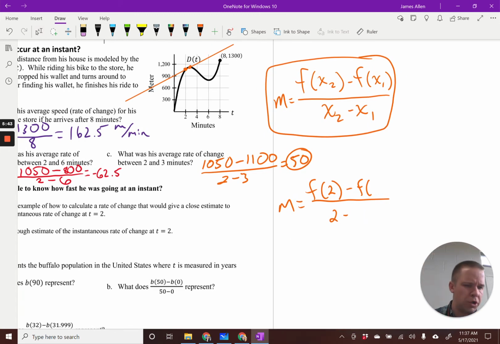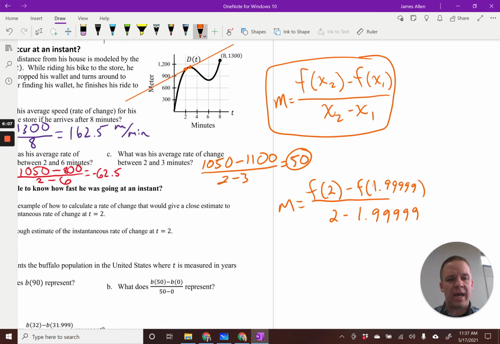Instead of 2, what about a point really, really close to it? Let's say 1.9 or 1.999. We could go with a whole bunch of 9s, right? And then I'd have to do minus 1.9. I did the same thing. I got five 9s there. Now, although this isn't going to be exact, it's going to be really, really close.